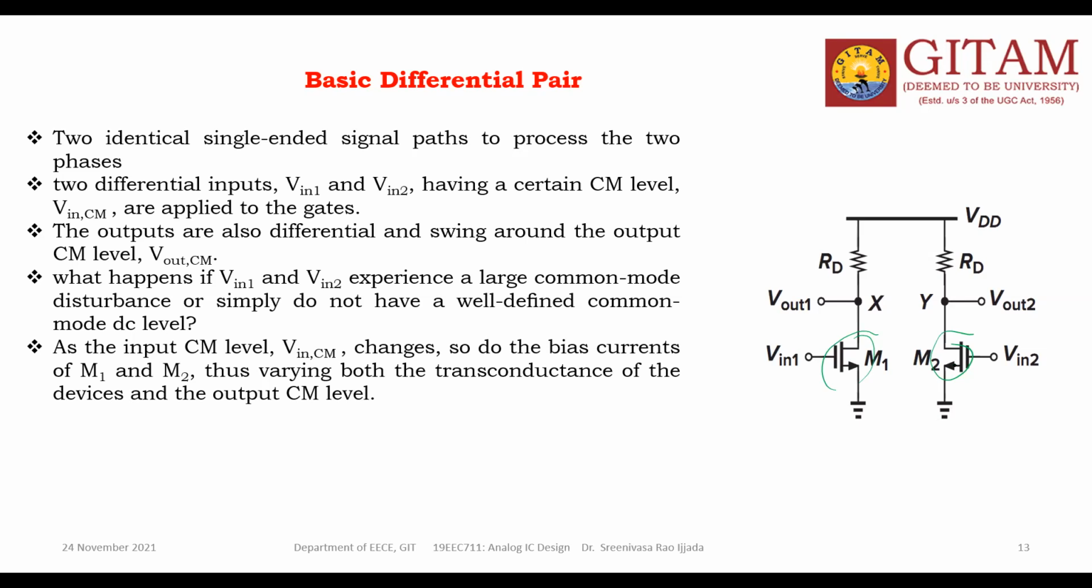one is conducting fast. Suppose, for example, in this operation, this one is conducting fast. Whenever M2 is conducting more than M1, what happens? Of course, this output value will be less. If more conduction means more current, more current means more drop will be existing here. More drop means VDD minus more drop is equal to less output.